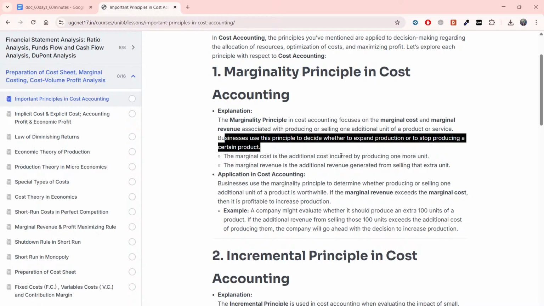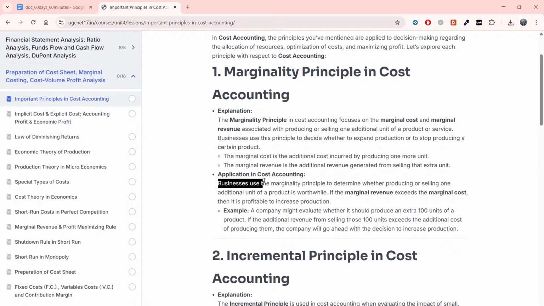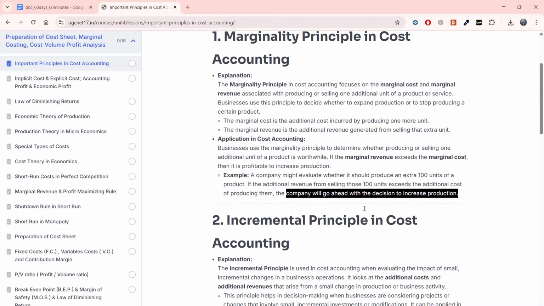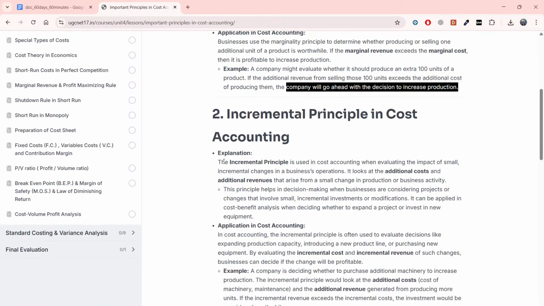Marginal cost is the additional cost incurred by producing one more unit. The marginal revenue is the additional revenue generated from selling that extra unit. Application in cost accounting. Businesses use the marginality principle to determine whether producing or selling one additional unit of a product is worthwhile. If the marginal revenue exceeds the marginal cost, then it is profitable to increase production. A company might evaluate whether it should produce an extra 100 units of product. If the additional revenue from selling those 100 units exceeds the additional cost of producing them, the company will go ahead.